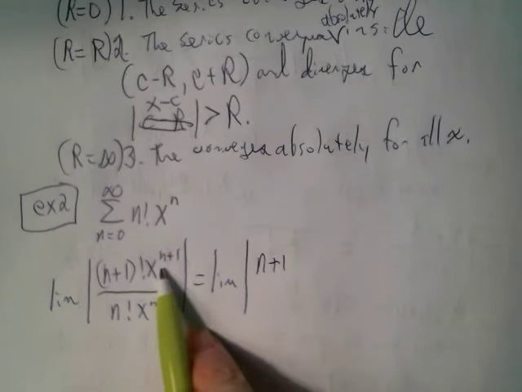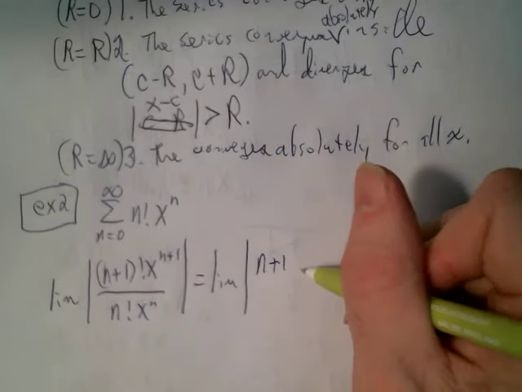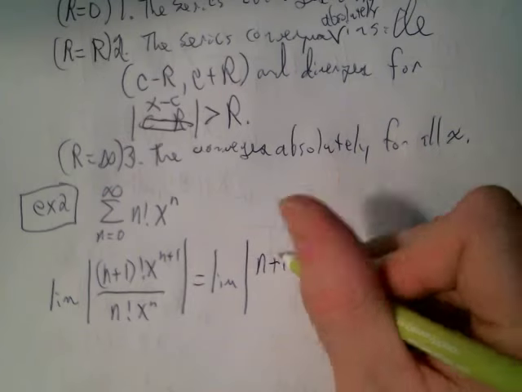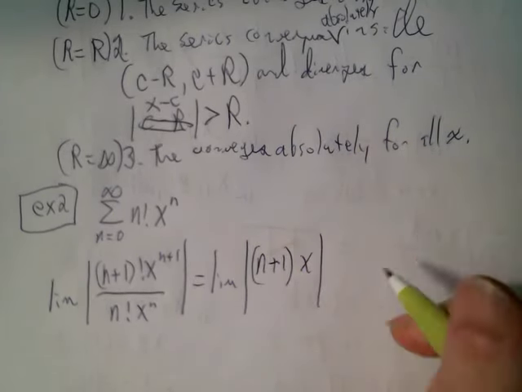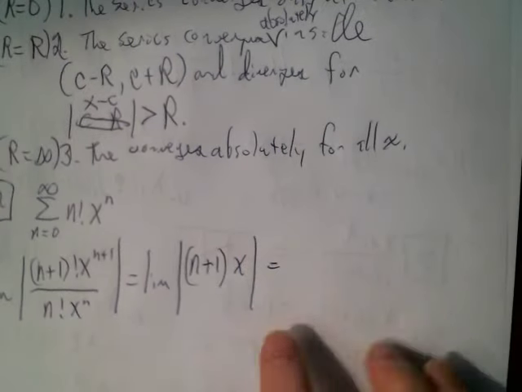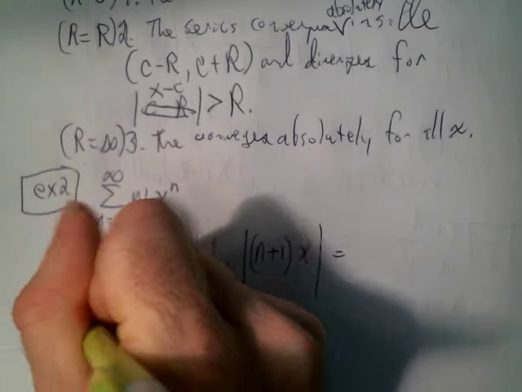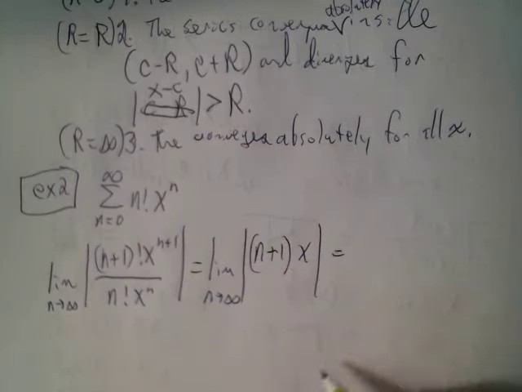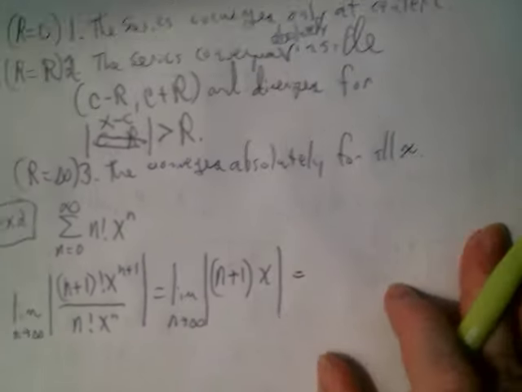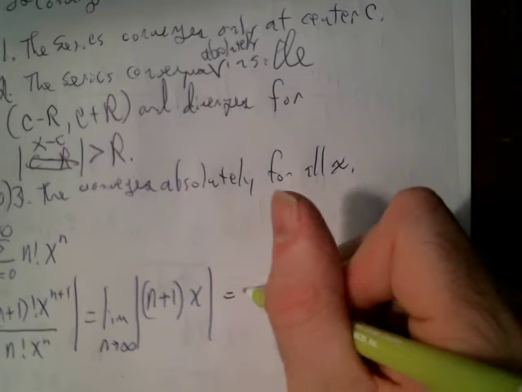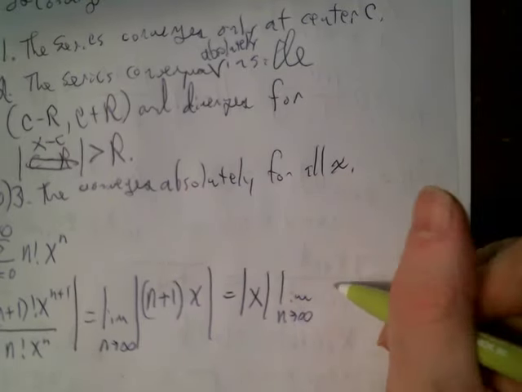Likewise, x to the n plus 1 over x to the n is the same as x to the n plus 1 minus n. So we'll just end up with x to the first power in the numerator, just 1 in the denominator. With these problems, you want to factor out the x terms. Remember these limits are as n goes to infinity. X is not in any way dependent on n, so I can factor that out of the limit. You have to include the absolute value symbol as you factor it out, though. So you have limit as n goes to infinity of n plus 1.